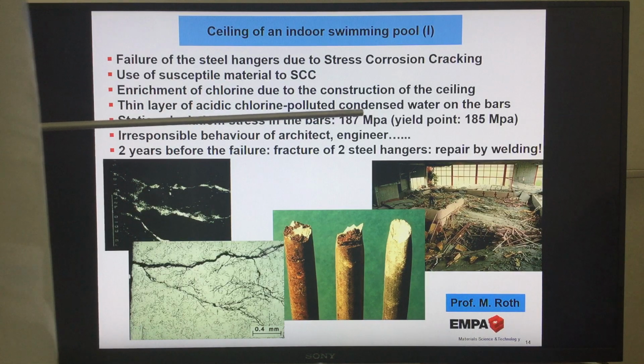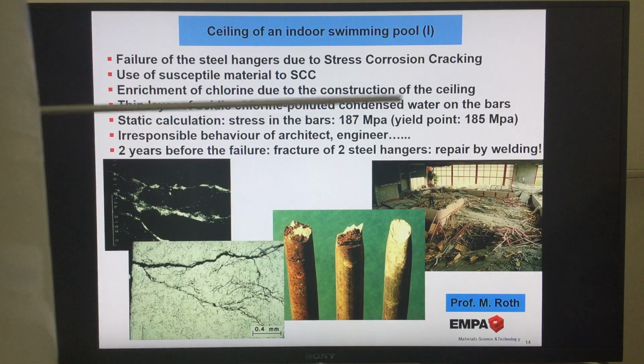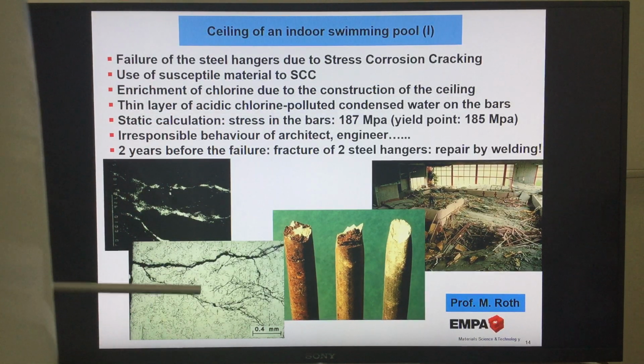And the main point for the beginning, the static calculation showed that the stress in the bars was 187 megapascal, so above the yield point. So already plastic deformation could slightly start. So the selection of the material was the first mistake, and the second mistake was in the static calculation for that kind of steel hangers. It was overloaded. So we can really say that was an irresponsible behavior of the architect, engineer to make this kind of mistakes.